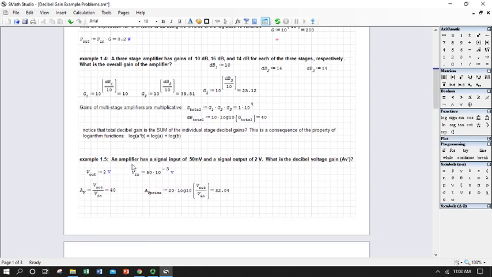Okay, example 1.5, we're given an amplifier that has a signal input of 50 millivolts and an output of 2 volts. And we want to know what the decibel voltage gain is. So remember, we got a voltage ratio, but when we express in decibel gain, we're going to be expressing in equivalent power. So here's where we haul out our 20 multiplier.